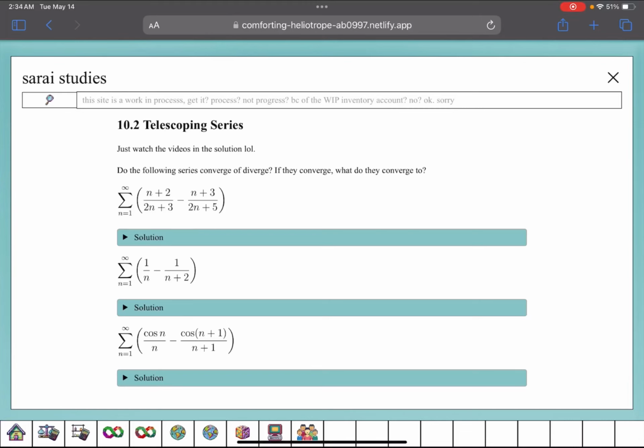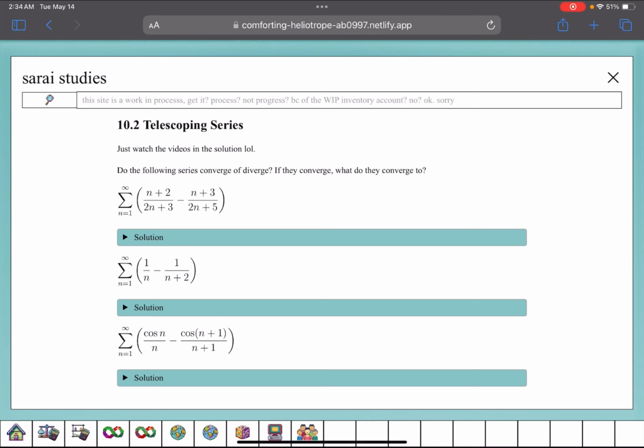On 10.2 telescoping series, they're asking us, do the following series converge or diverge? If they converge, what do they converge to? The only way we can find what a series converges to, or find its sum, is if it's a telescoping or a geometric series. If it's a telescoping series, we can do it manually. If it's a geometric series, we have a formula for it.